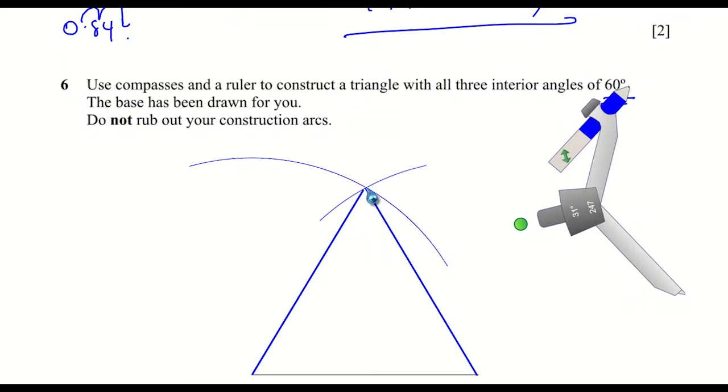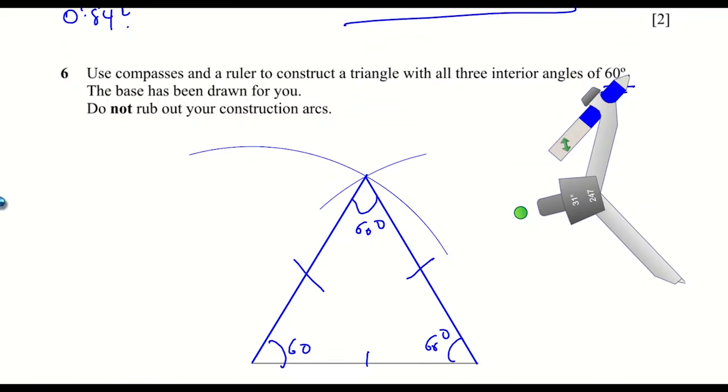So I think I need to adjust this one a little bit. Okay, good. So this is what you need to do. So automatically this will be 60 degrees, this will be 60 degrees, and this will be 60 degrees, because the 3 sides are equal. Okay, so that is what we need to do. It's pretty easy. Okay, so let's go to the next question.